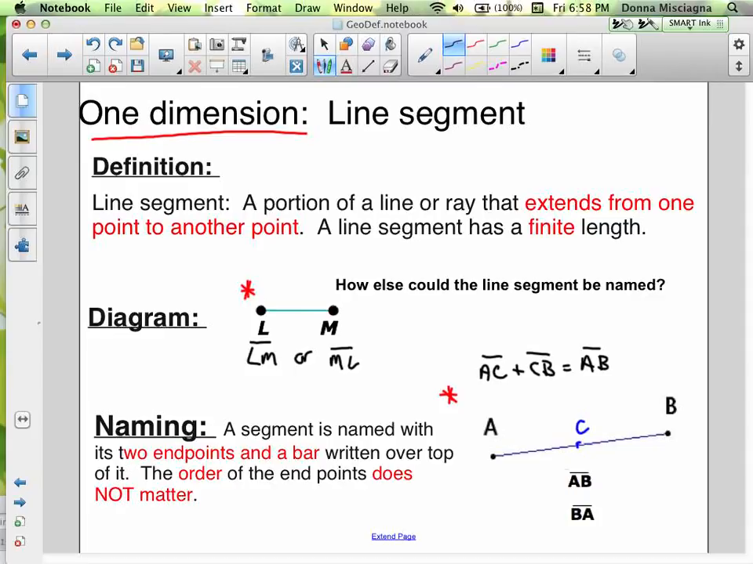So here we have, I've added point C on my line segment. Now if I were to add up line segment AC plus line segment CB, together they would make up line segment AB. Or I could also call that line segment BA. So the order doesn't matter, but it does have to be the endpoints. And you can add segments and get one bigger segment.